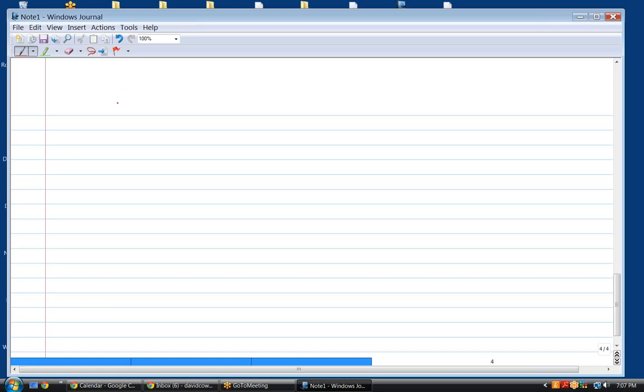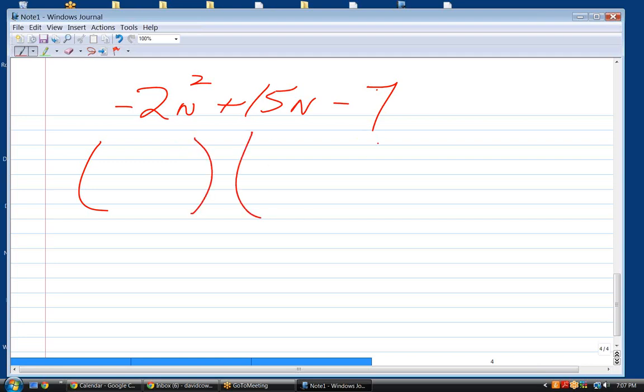Okay, the next one's negative 2n squared plus 15n minus 7. So first, we start out by doing a negative n in both. You could do it that way. In other words, you could break this up into negative n and 2n. But I have found that that makes it particularly more complicated.